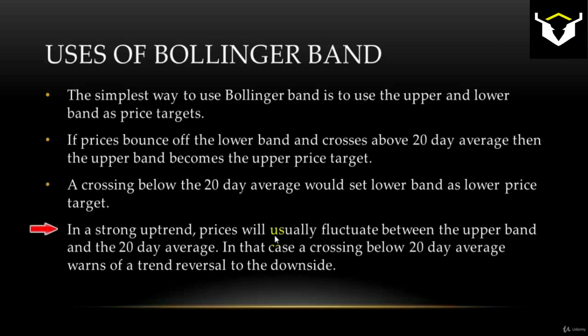In a strong uptrend, prices will usually fluctuate between the upper band and the 20-day average. In that case, a crossing below the 20-day average warns of a trend reversal to the downside. Similarly, in a strong downtrend, prices will fluctuate between the lower band and the 20-day average. A crossing above the 20-day average warns of a trend reversal to the upside.